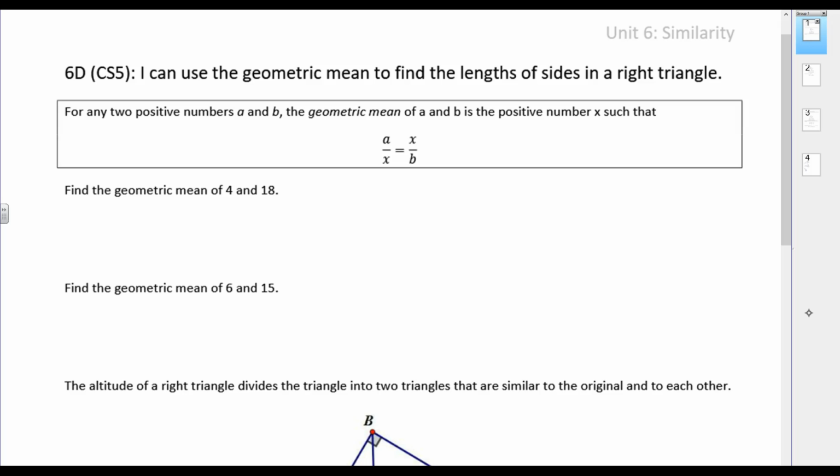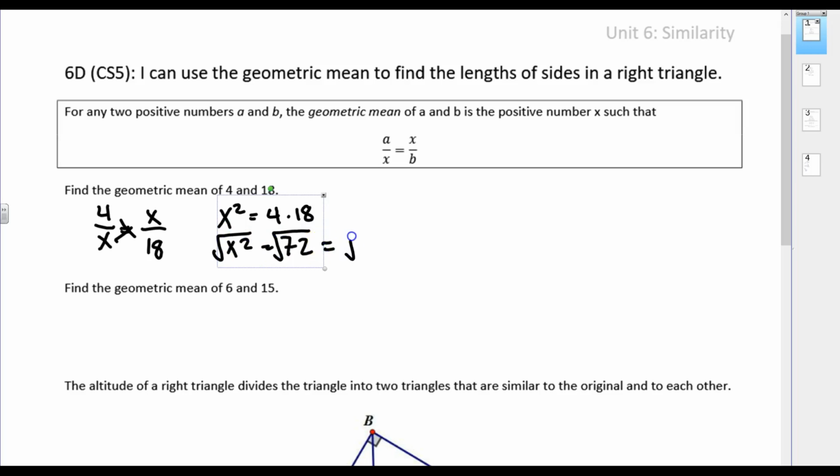So for example, if I want to find the geometric mean of 4 and 18, I would do 4 over x equals x over 18. Then, just like we were doing before, I'm going to cross multiply. So I get x squared equals 4 times 18, and 4 times 18 is 72. I'm going to take the square root of both sides. Well, 72 is the same thing as 36 times 2, so this simplifies to 6 square root 2, and that would be your geometric mean.